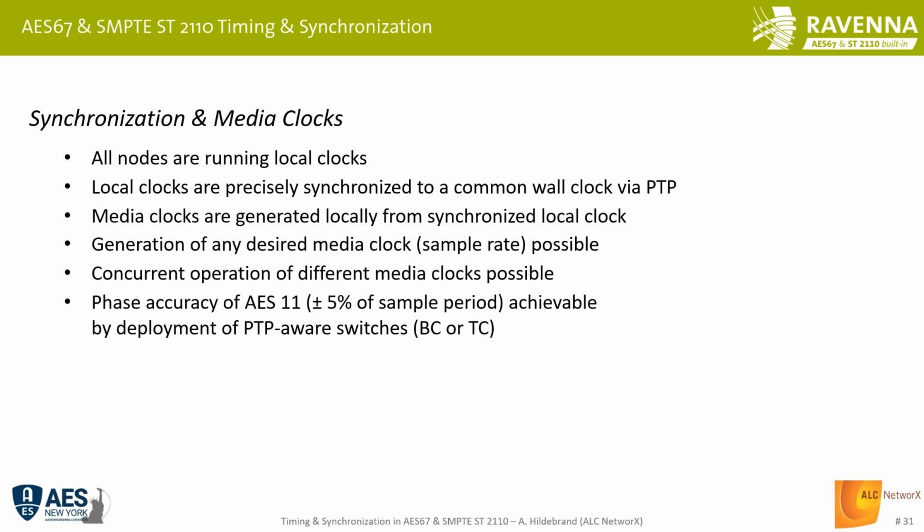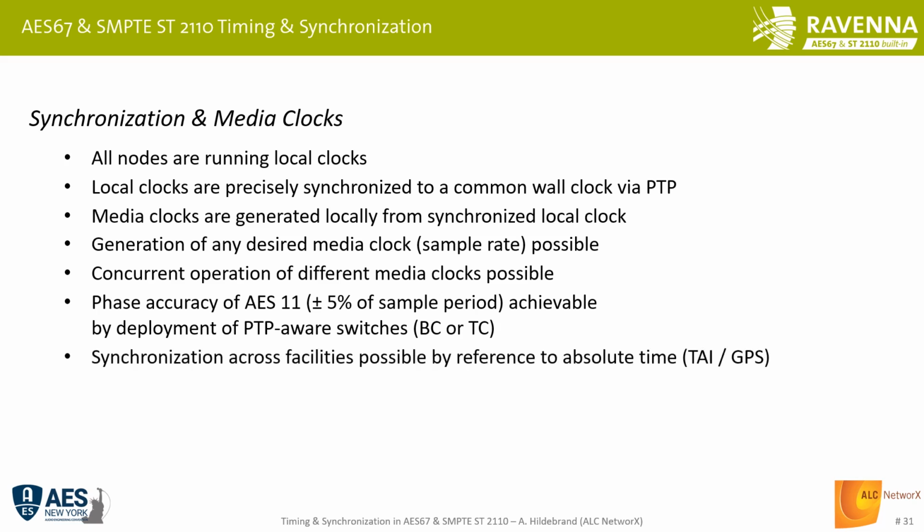Now, the required phase accuracy set forth in AES11, remember 5% of the sample period, is achievable in most cases. Sometimes, or in larger networks, that means that I have to deploy so-called PTP-aware switches in the network, that are basically standard switches which natively understand PTP messages and make sure that the accuracy or precision of the PTP timing is maintained and preserved even in larger networks, even through a number of hops I'm running those messages across.